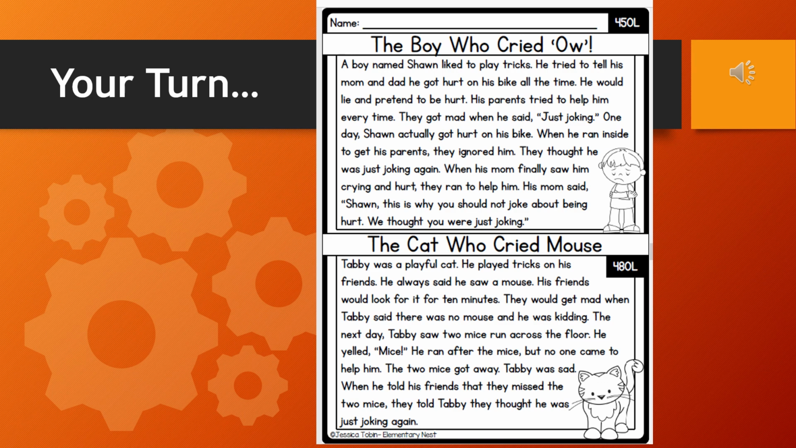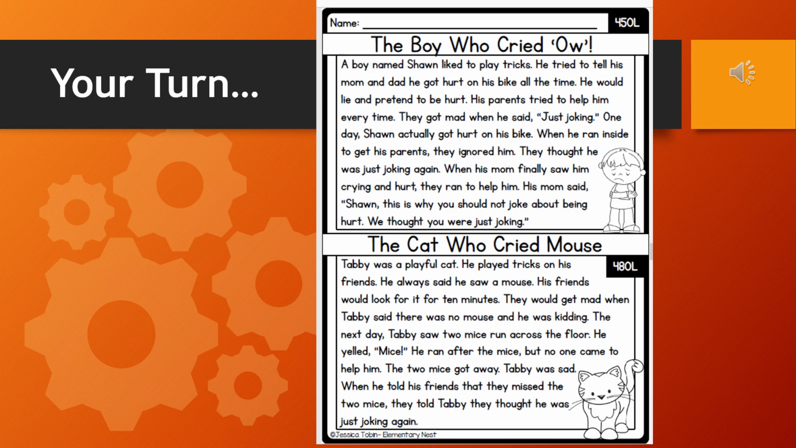The next day, Tabby saw 2 mice run across the floor. He yelled, "Mice!" He ran after the mice, but no one came to help him. The 2 mice got away. Tabby was sad. When he told his friends that they missed the 2 mice, they told Tabby they thought he was just joking again.